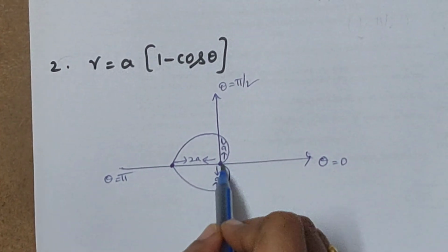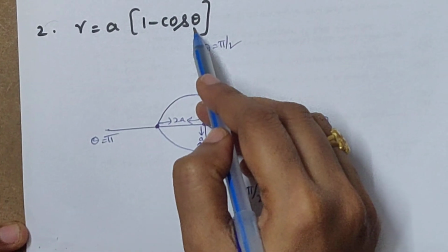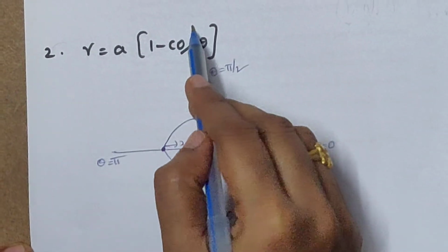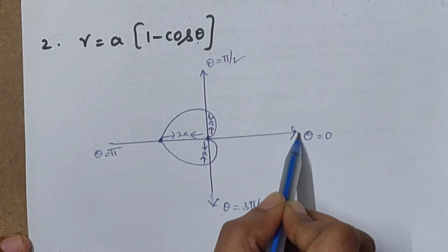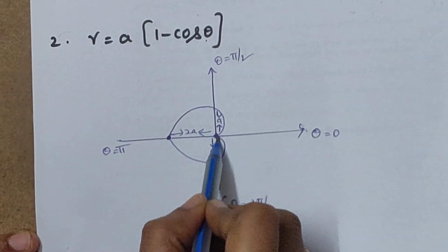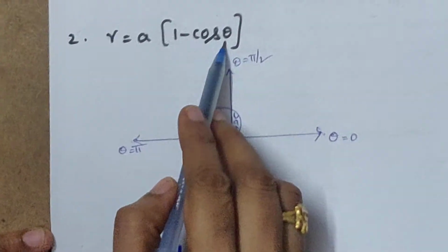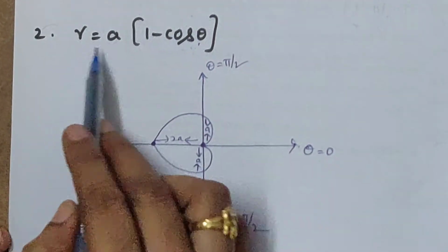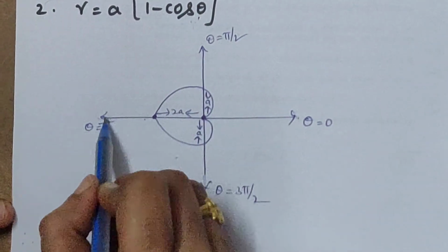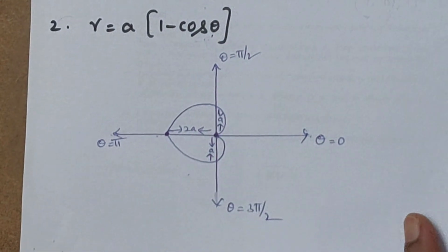Once check it. When theta is 0, substitute theta 0, cos 0 is 1, 1 minus 1 is 0. So the magnitude is 0 in the direction of theta equal to 0. Similarly, when theta equal to pi, cos pi is minus 1, that means r equal to 2a. That's why in the direction of pi, you got magnitude 2a units distance.